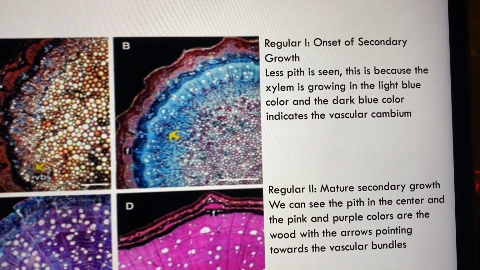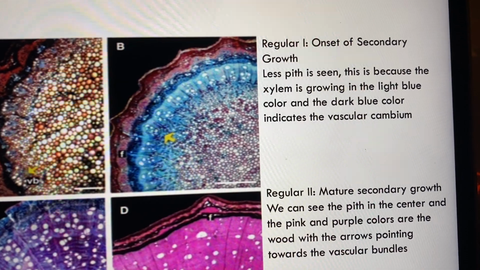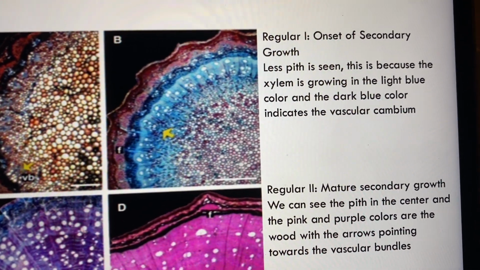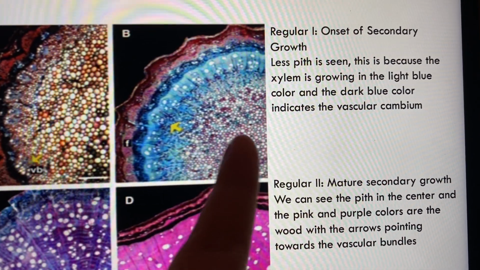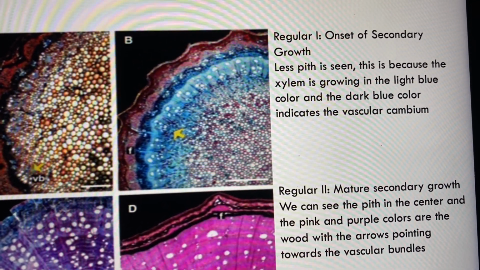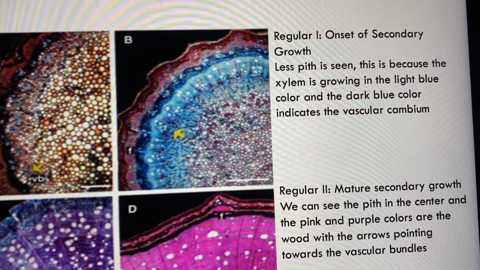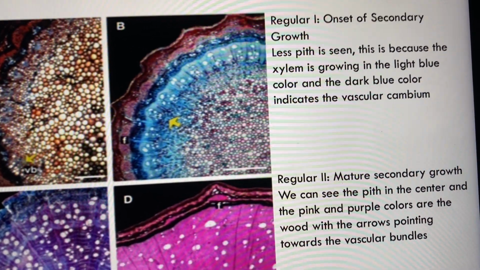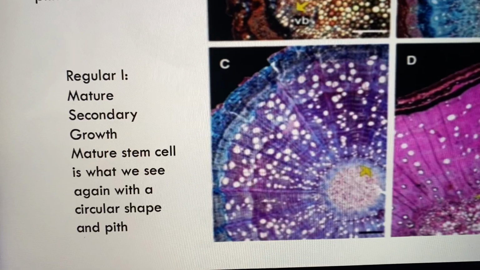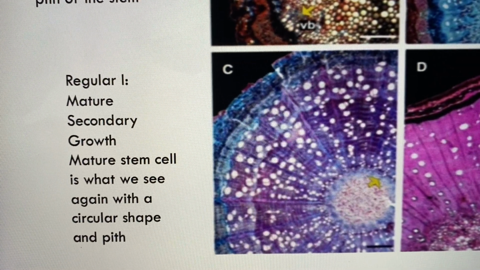Moving on to part B, regular two. This is the onset of the secondary growth. There's less pith because you can see there's smaller circles here. It's because the xylem is growing, and the light blue and dark blue colors indicate the vascular cambium of the plant.